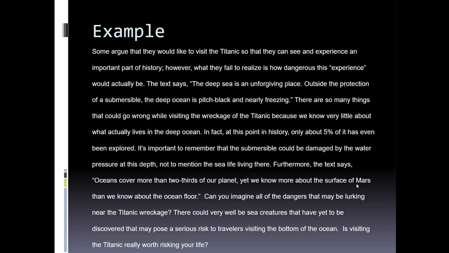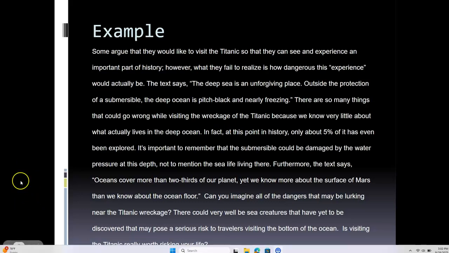Here's an example of a counter argument paragraph. And you're actually going to be annotating this exact same counter argument paragraph tomorrow, but we're actually going to take a look at it together right now, and then we're going to go through and we're going to talk about the different parts of this counter argument. All I need you to do is follow along with me while I read this to you.